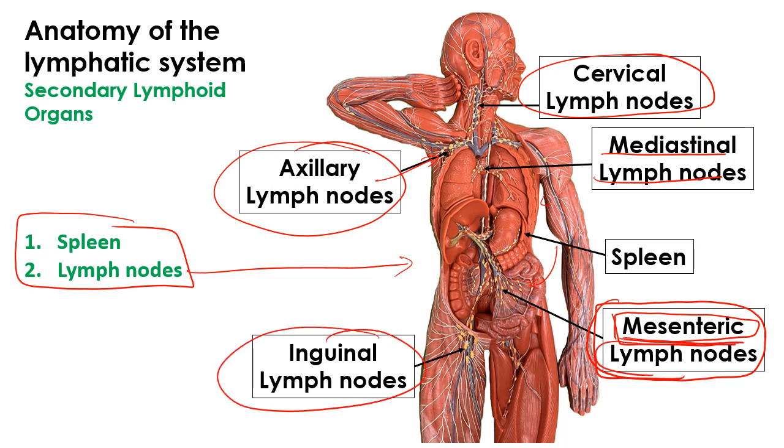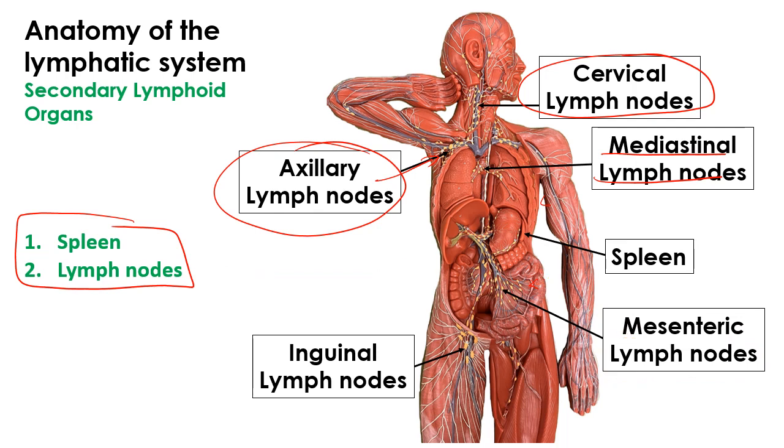The lymph nodes in the inguinal region are called inguinal lymph nodes. If we look at this model here, we can also see this white structure, which is the representation of the thoracic duct. Keep in mind that the thoracic duct will drain into the left subclavian vein, and the right lymphatic duct will drain into the right subclavian vein.